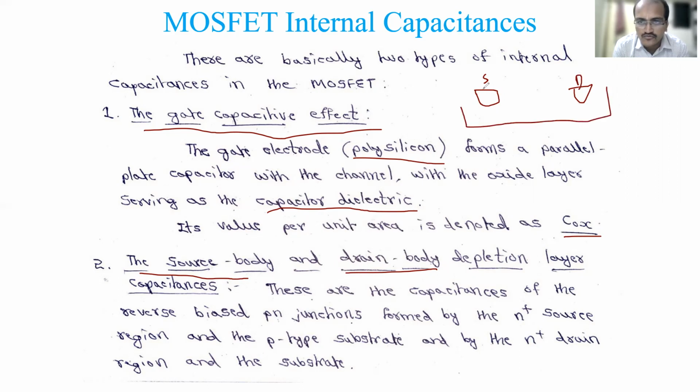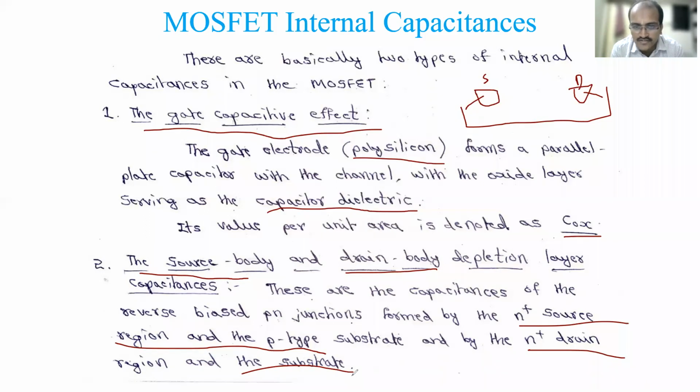Okay. So now this source to body and this drain to body, there is an internal capacitance. There are depletion layer capacitances that exist. So these are the capacitances of the reverse biased PN junctions, formed by the N plus source region and the P-type substrate. One is the N plus source region and the P-type substrate. Another is the N plus drain region and the P-type substrate. So due to reverse biased PN junctions, these capacitances will come into picture. So these two types of internal capacitances we will be considering.